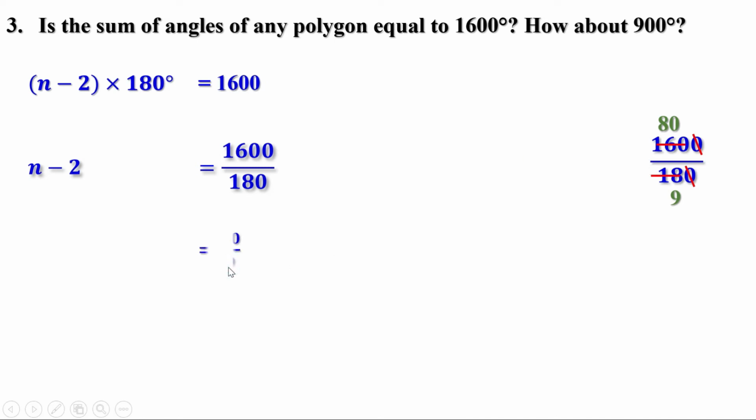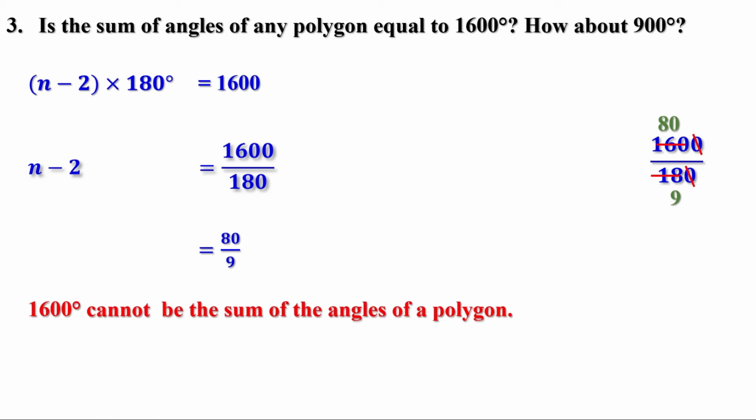So the value of n minus 2 is 80 by 9. That means it is not a natural number. n minus 2 is not a natural number. Therefore, n is also not a natural number. We know n is the number of sides. Therefore, it must be a natural number greater than or equal to 3. Here, n is not a natural number. That means 1600 degrees cannot be the sum of angles of any polygon.